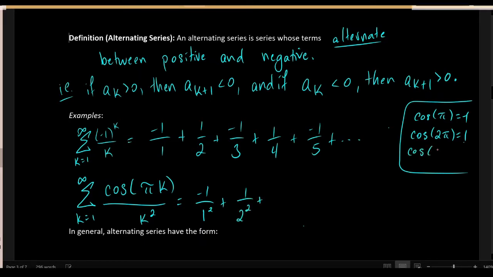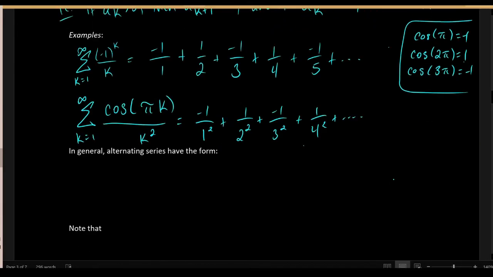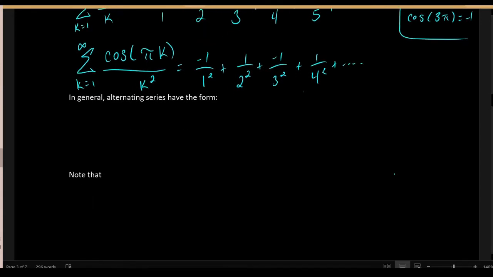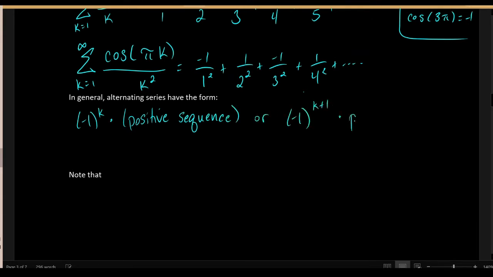Then when k is 3, we're back on the left side of the unit circle, so we're back to having a minus 1. And so on and so forth. So in general, if you're checking to see whether your series is alternating, you're generally looking for an expression of the form minus 1 to the k times a positive sequence, or sometimes minus 1 to the k plus 1 times a positive sequence. Or sometimes minus 1 to the k minus 1.